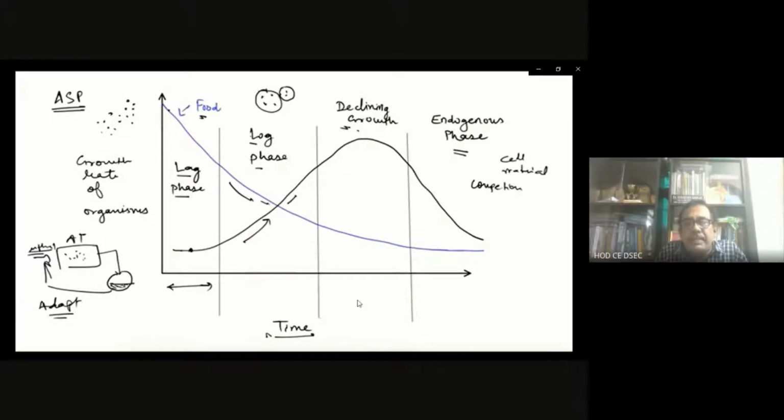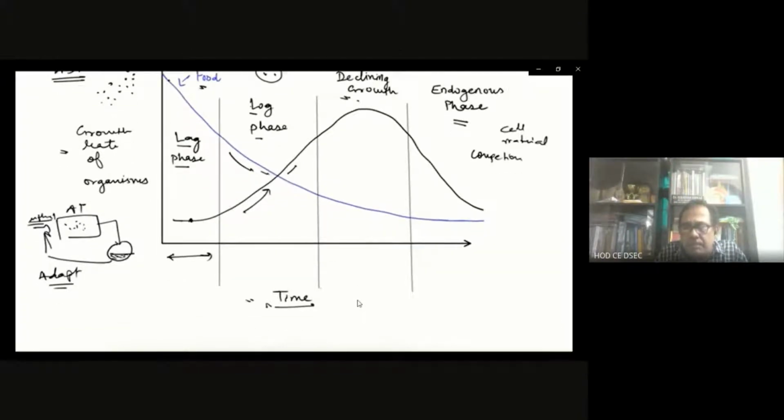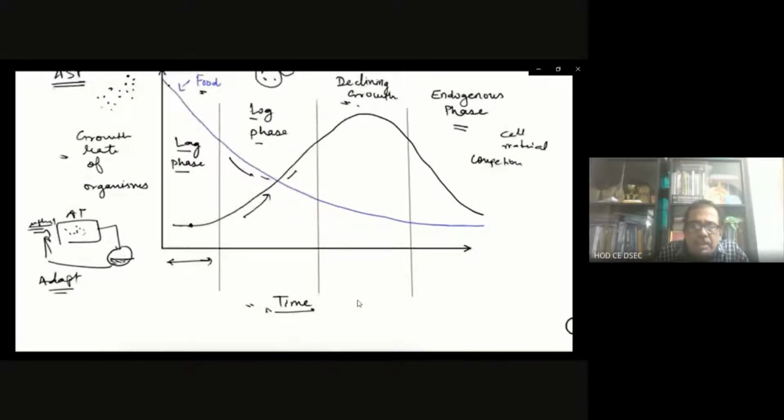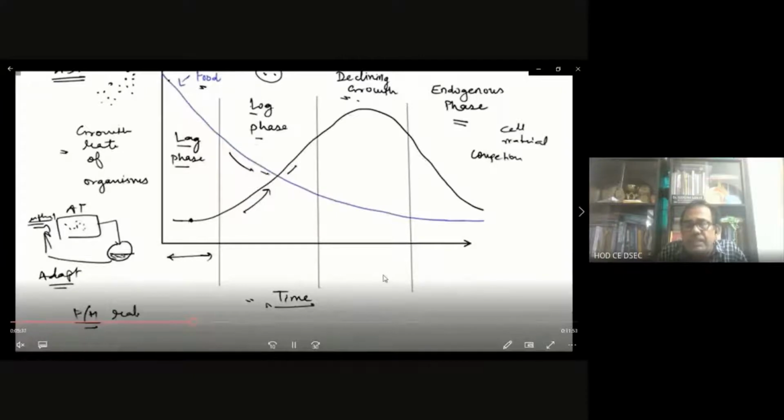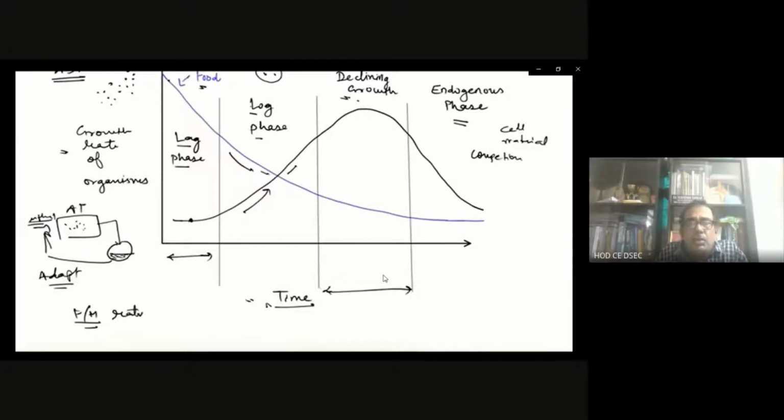So one competition, and finally when the endogenous phase is there, because food is limited, so there is a competition. Biomass will get the energy from their cell, and metabolism occurs from their respective cell. They will take the energy from their cell, and growth will occur. So these are the 4 important phases. One is the lag phase, second one is the log phase, third one is the declining phase, and the endogenous phase.